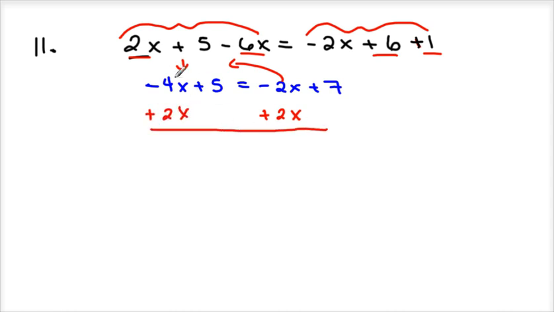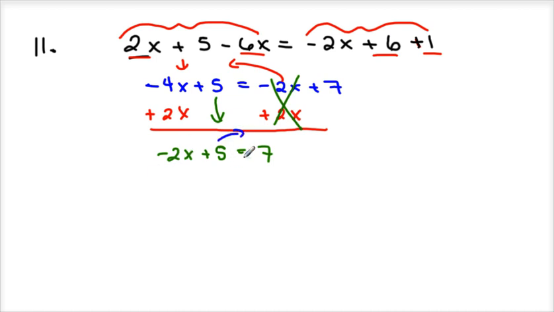So now we have negative 4x plus 2x is negative 2x. Nothing happens to my positive 5 equals, these simplify, leaving me with just 7. Okay, getting closer. Now we're back to a two-step equation. So let's isolate the x.